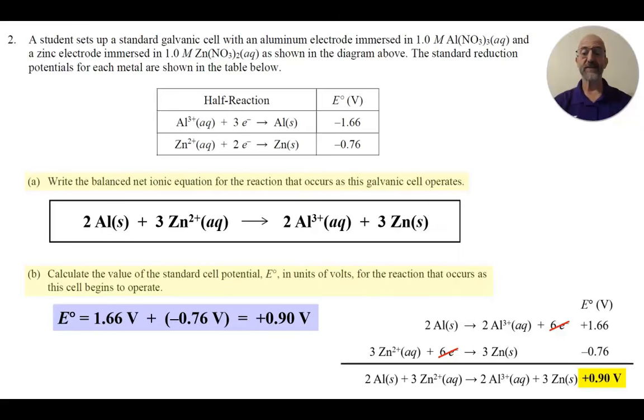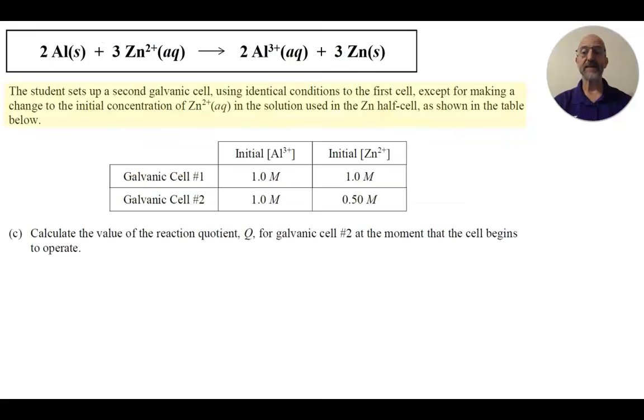So now that we've answered parts A and B of question 2, we are ready to make that transition from standard conditions to non-standard conditions. Let's go ahead and take a look at parts C and D of question 2. It says that the student sets up a second galvanic cell using identical conditions to the first cell, except for making a change in the initial concentration of the aqueous zinc ions in the solution used in the zinc half cell as shown in the table below.